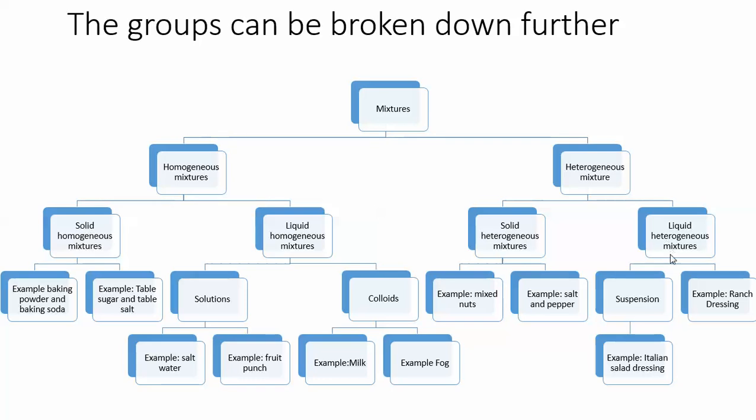Liquid heterogeneous mixtures would include suspensions. Suspensions are like that Italian dressing, where I can see the flakes of the different types of seasonings. Now, one of the things with suspensions is that if I let it sit, it'll sort of settle out into its parts. If we let most Italian dressings settle out, you'll see an oil, a vinegar layer, and then the seasonings fall to the bottom.